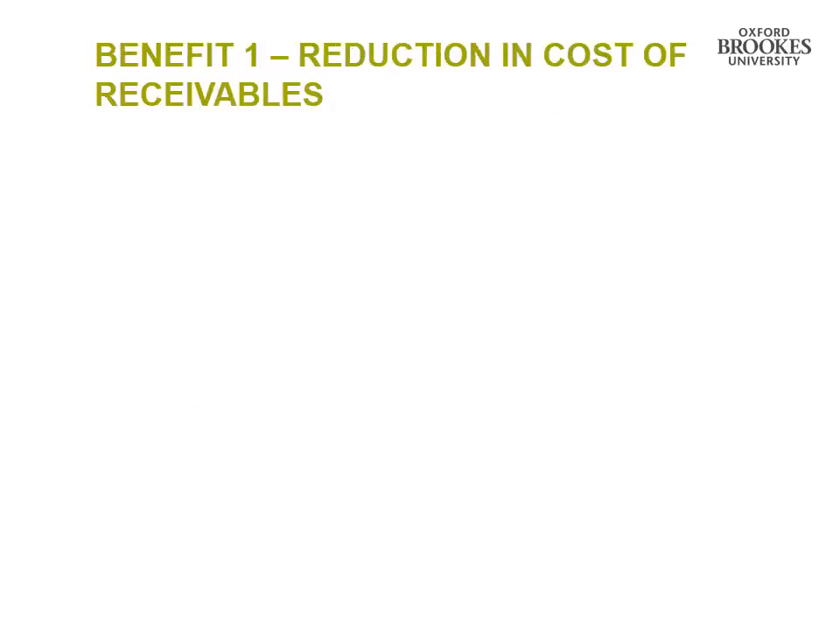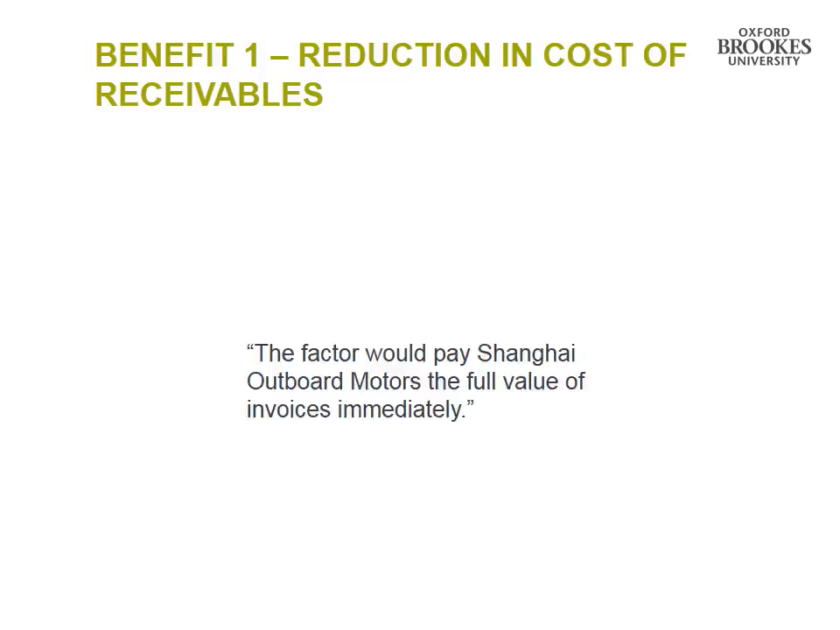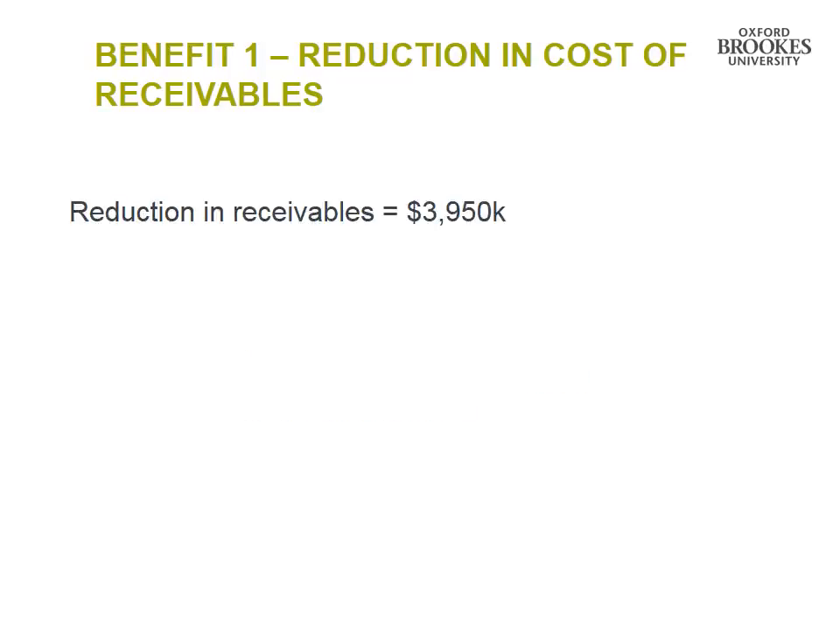So here we go. Benefit 1 was the reduction in the cost of receivables. Well, we've already done this in part C, so it should be straightforward now. The key fact is that the factor would pay Shanghai the full value of the invoices immediately. So the reduction in receivables is the full value of the current receivables of 3,950k. So that was easy.